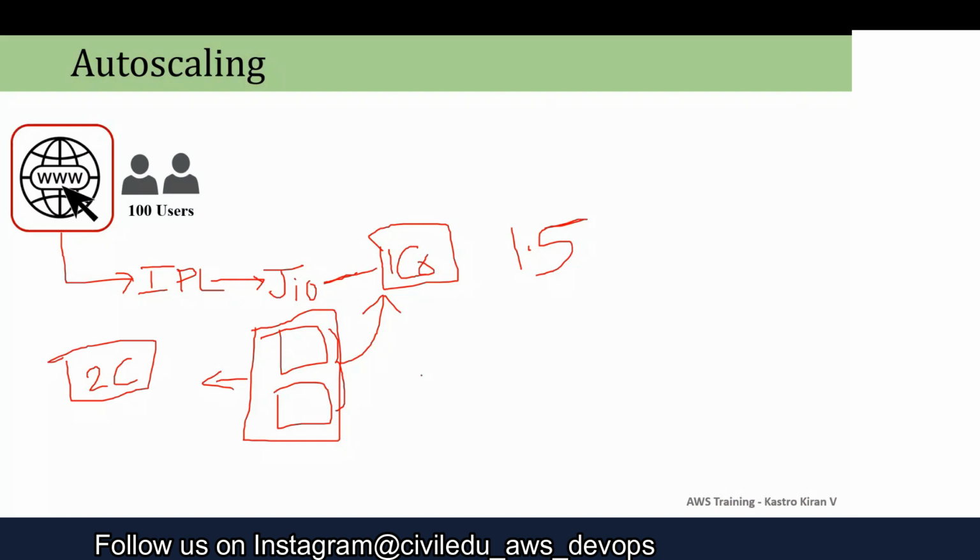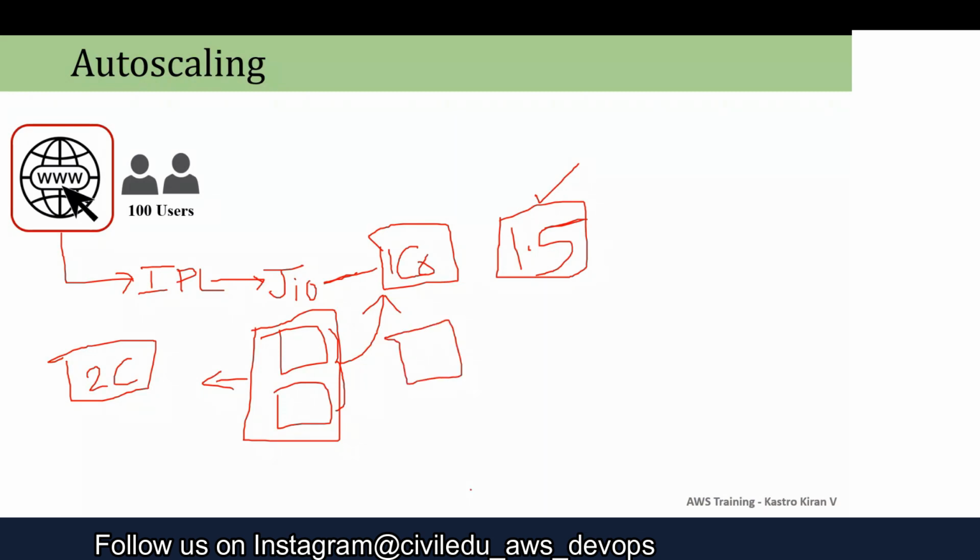Now, these 2 servers are able to tackle how many requests? Only 1 crore requests. Now, Jio is getting huge demand, not just 1.5, let's say 2.5 or 3 crore requests are also coming. Now, in order to tackle these additional requests, Jio has to buy 1 additional server.